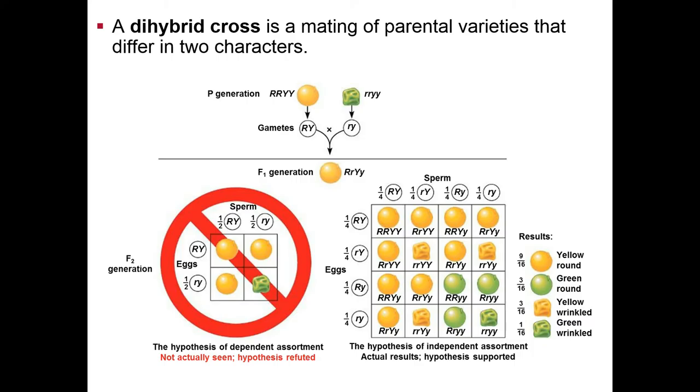So in a dihybrid cross, you're looking at the inheritance of not one, but two characteristics together. We're looking at two different genes that are being inherited. Not one, but now two. So how do we go about setting up a dihybrid cross?